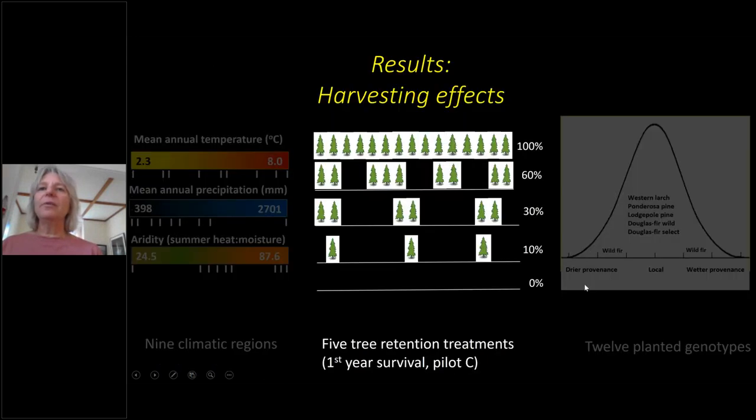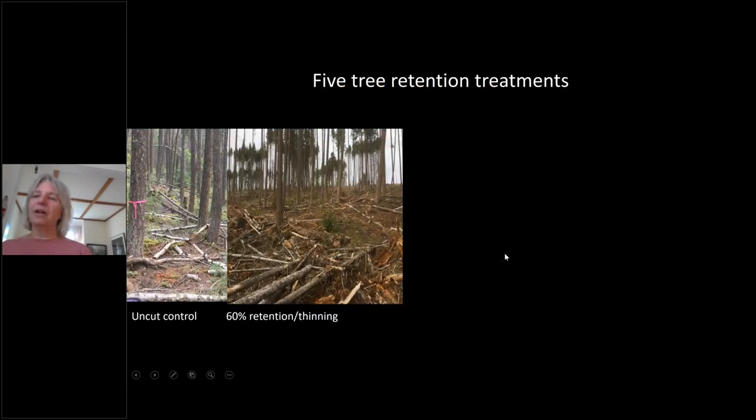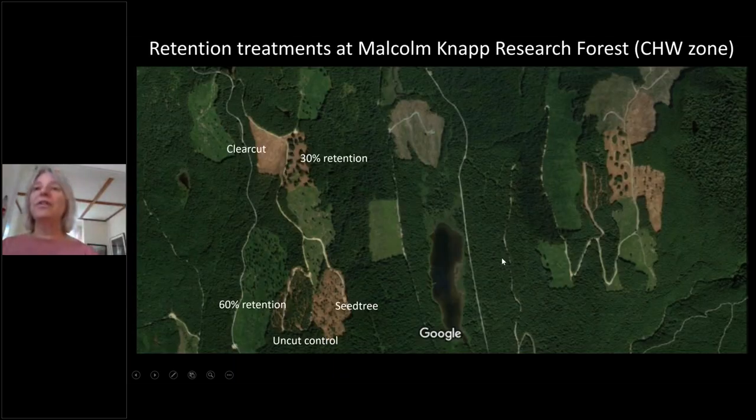This is a 60% retention with thinning from below, 30% patch retention, seed tree, and clear cut. And this is just an aerial view of the Malcolm Knapp study site. And you can see the different treatments here. We have a clear cut, 30% retention, seed tree, uncut control down here, 60% retention. So they're very different and they're very visible and very obviously dramatic treatments.